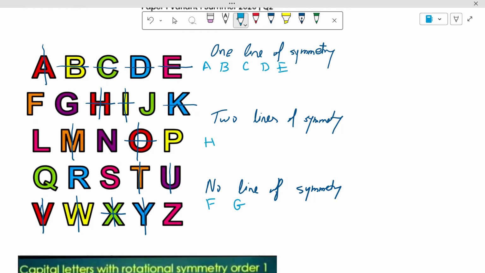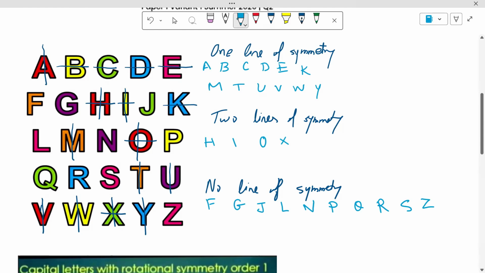H, then I, J, K, L, M, N, O, P, Q, R, S, T, U, V, W, X, Y, and Z. Okay, although if it is being asked just about the line of symmetry and the number of lines of symmetry is not asked, then we can just directly write down accordingly to our question.